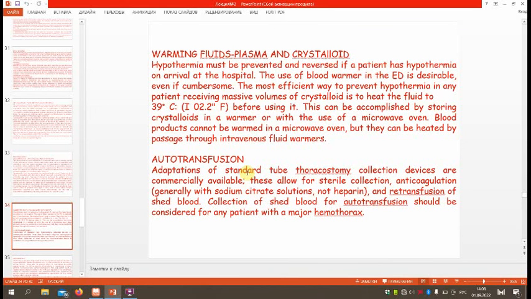Autotransfusion. Adaptations of standard tube thoracostomy collection devices are commercially available. These allow for sterile collection, anticoagulation, generally with sodium citrate solution, not heparin, and retransfusion of the shed blood. Collection of shed blood for autotransfusion should be considered for any patient with a major hemothorax.